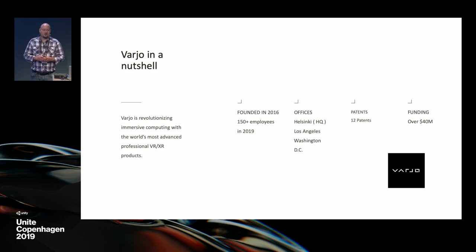Varjo is a 3-year-old company based in Helsinki, Finland. We have offices also in LA and Washington, DC. We are currently at over 150 employees, and our first headset was launched earlier this year. It's called Varjo VR-1. It's a headset targeted for professional markets, and it's a first of its kind.